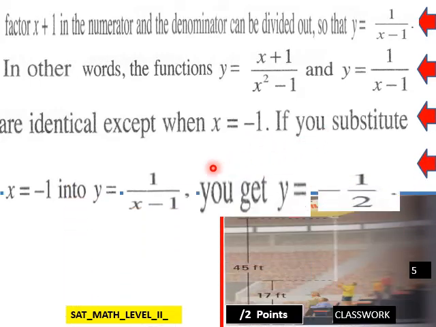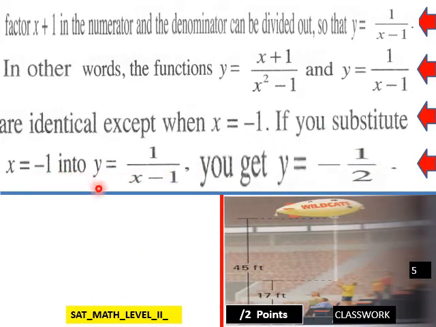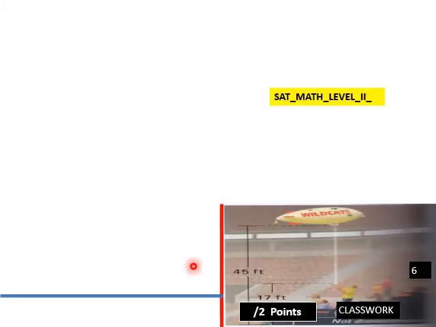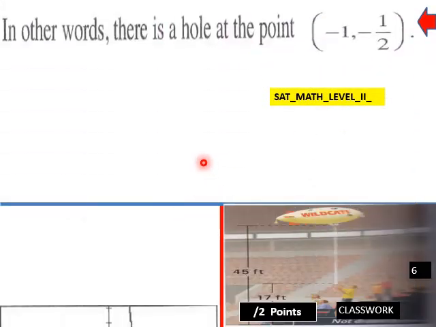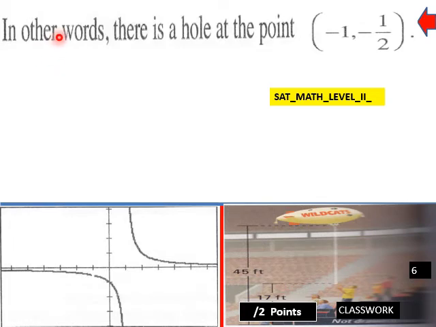If you substitute x equals negative 1 into y equals 1 over (x minus 1), you get y equals negative 1/2. So there are differences there and things to consider. In other words, there is a hole at the point negative 1, negative 1/2. So negative 1, negative 1/2 would be right there, would be your hole.